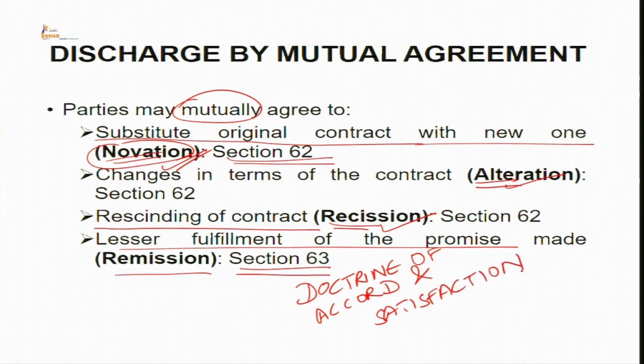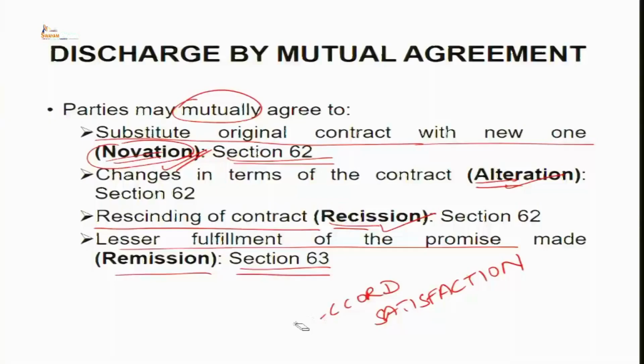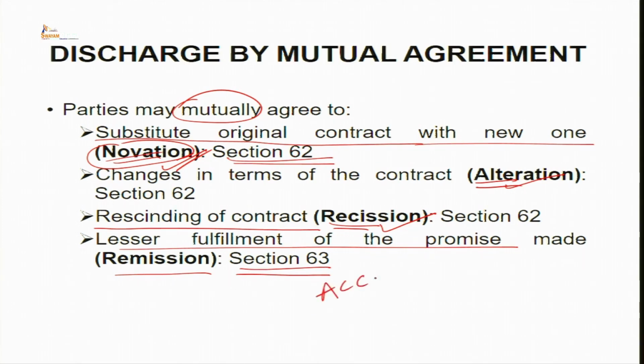Doctrine of accord and satisfaction, which means lesser fulfillment of the promise. You are proposing to partially perform the promise and the other person is ready to accept that much performance, right? So it is the doctrine of accord and satisfaction. Maybe for your purpose, I can leave this thing here, accord and satisfaction. So it will help you.